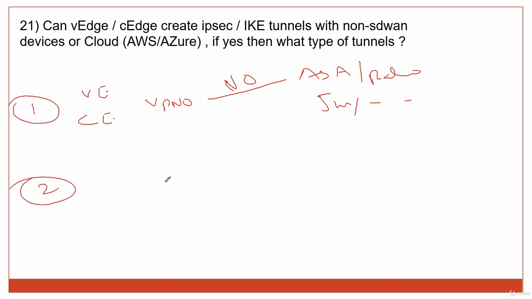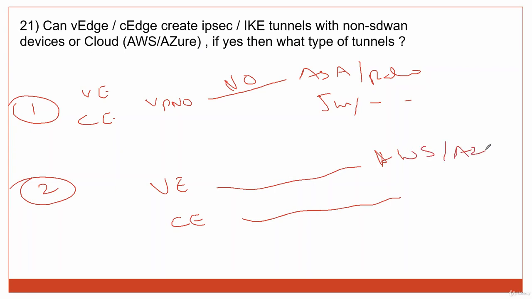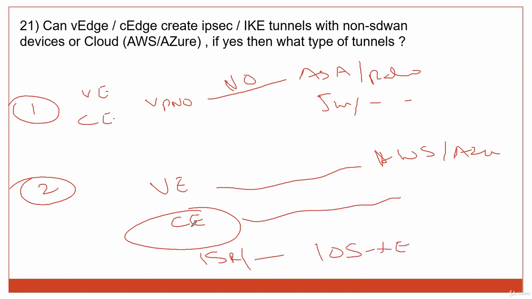The next part is, can VH and CS devices form the IPsec or IKE-based tunnel at least with AWS or Azure? Again, here there is some difference. CS devices are the ISR or other devices, IOS XE, and again you can see the platform. The next generation Viptela devices are ISR 1110, which is supporting everything.